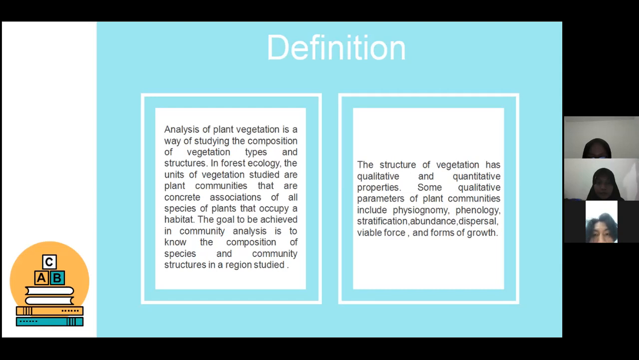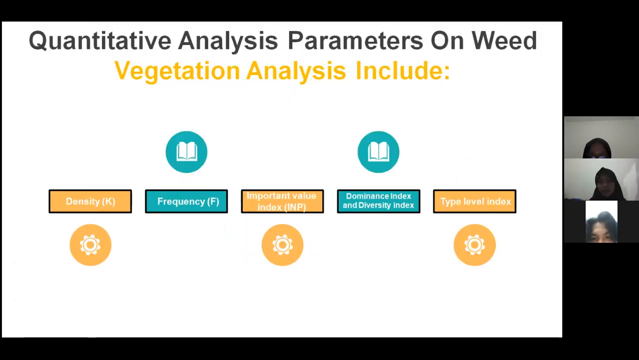Some qualitative parameters of plant communities include physiognomy, phenology, stratification, abundance, dispersal, variable force, and form of growth. Next point, quantitative analysis parameters on which vegetation analysis include. First, density. Density is the number of individuals of a type per unit area. Second, frequency. Frequency is the spread of a type expressed in percentage contained.